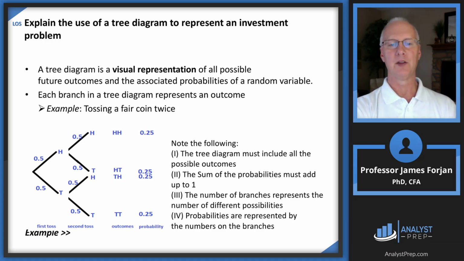And then you can either go up and down or down and up, heads, tails, or tails, heads, and those are 25%. So notice that you have 25 and 25 and 25 and 25. Was that 4? I think that was 4. So that adds to 1. The sum of the probabilities must add to 1. And the number of branches must represent the number of different possibilities.